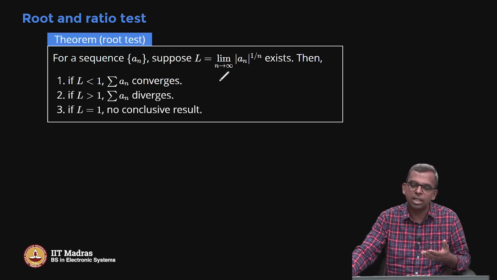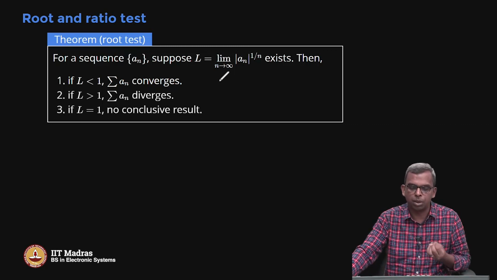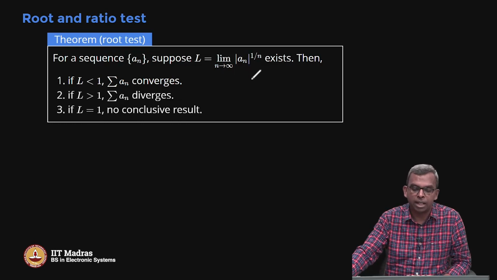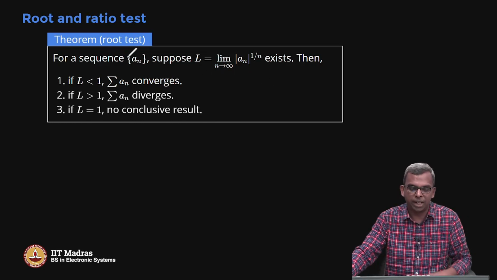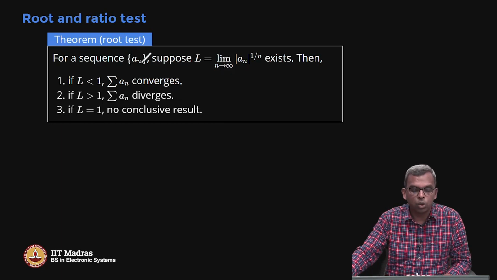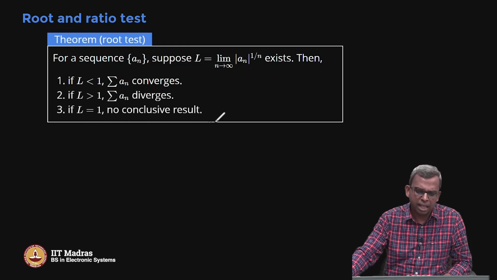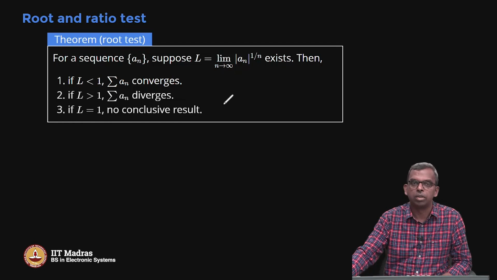We are not going to prove this. It's a little bit technical, so I am going to skip the proof. It needs some manipulation. But it's a very powerful idea, and you can see the motivation. The sequence tending to 0 alone is not enough to decide convergence or divergence. However, if the nth root of the absolute value of the sequence tends to something less than 1, you can conclude convergence. If it's greater than 1, you can conclude divergence. If it is equal to 1, there is no conclusive result.